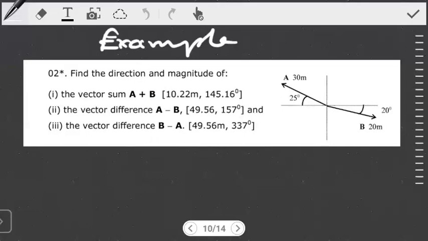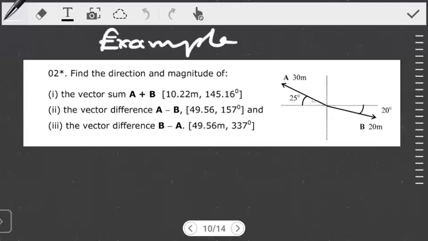Okay, so let's go right ahead and see what we're supposed to do in this question. The question says, find the direction and magnitude of the vector sum A plus B in part 1. Now, where are the two vectors? Well, the diagram here gives us what the two vectors are.